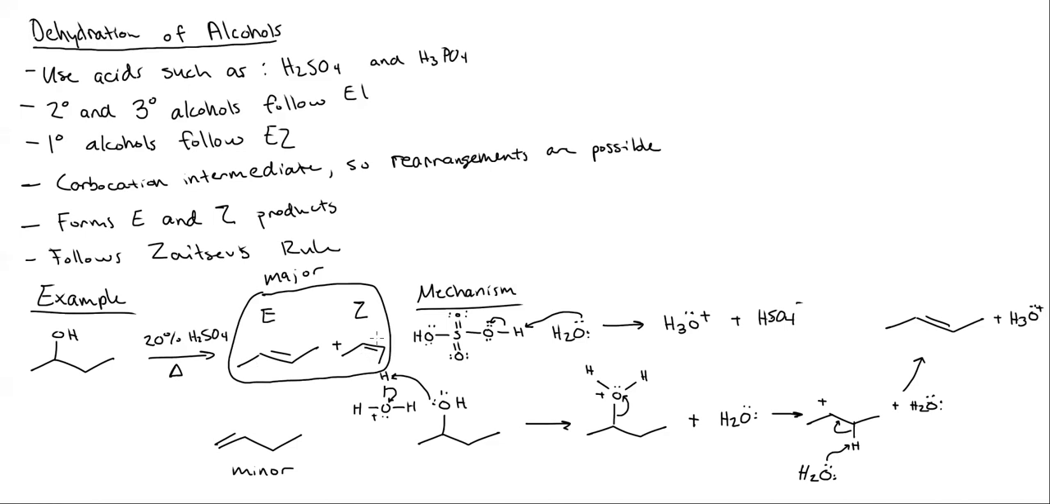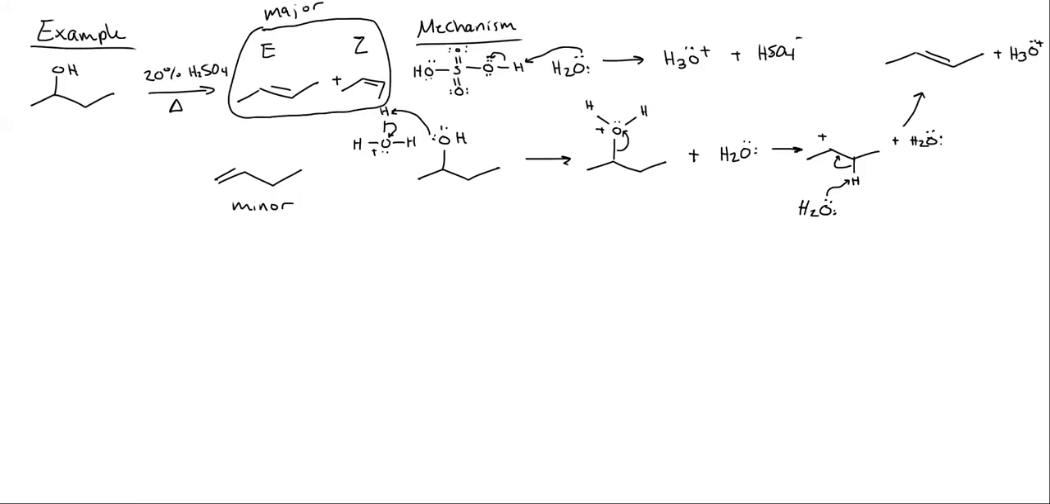Okay. So now we're going to look at what happens if we don't have a 2 degree or 3 degree. So this is the mechanism if we have a 2 degree or 3 degree alcohol. If we do not have a 2 degree or 3 degree alcohol, it's going to be slightly different. So we're going to take a look at that next.